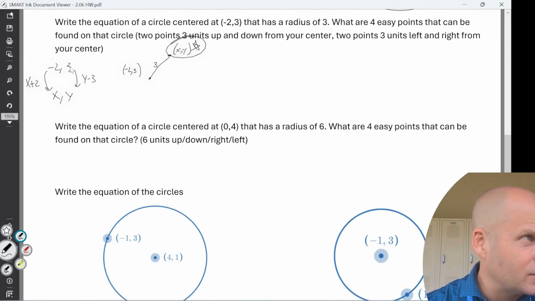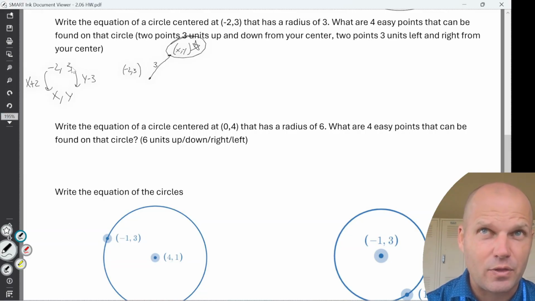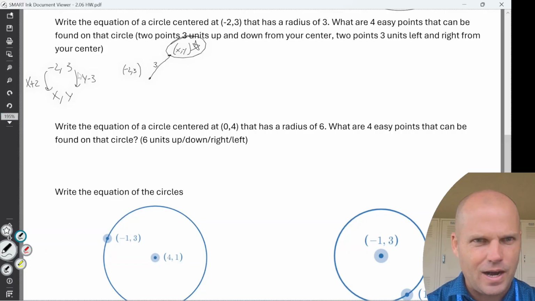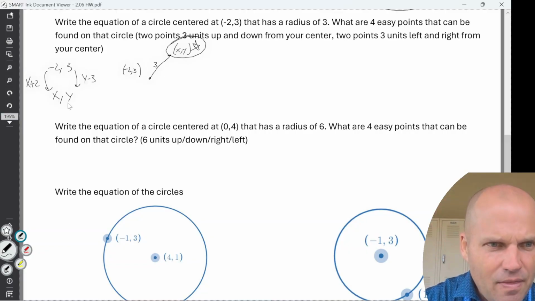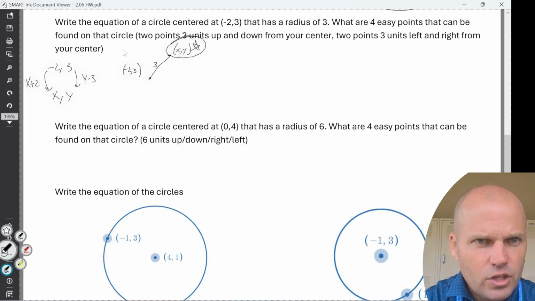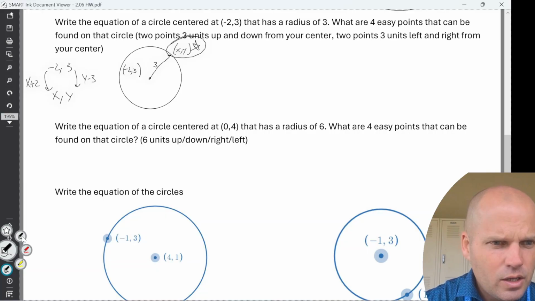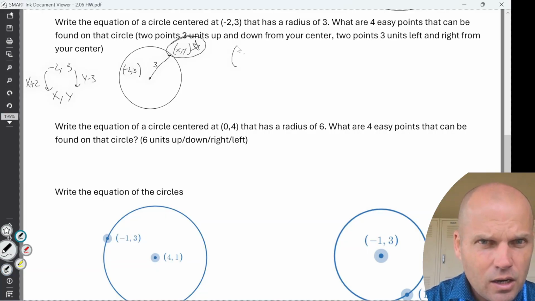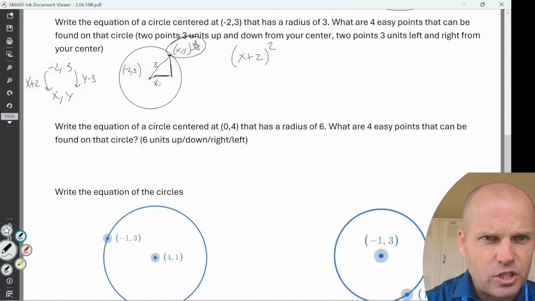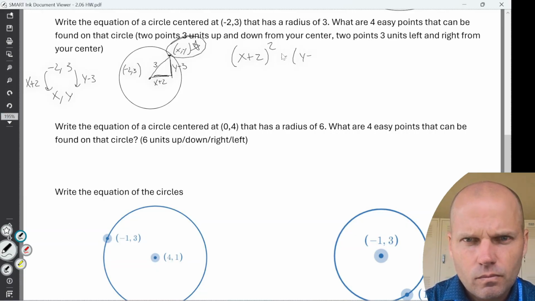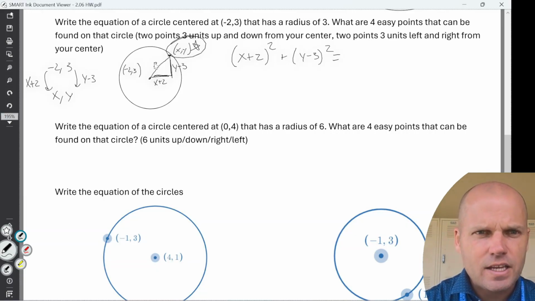Add y to 3. You have 3 plus y. Subtract 3. You have y. So we went from 3 to y. You subtract. And then the equation of all of our possible points would be our x distance squared, or x displacement squared, plus our y displacement squared, equals our radius squared.